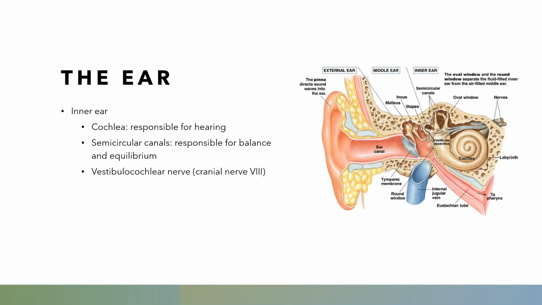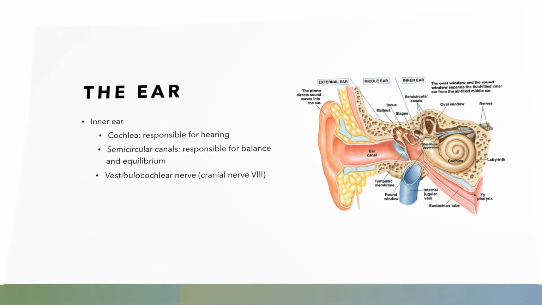Then we have the inner ear. We have the cochlea, which is responsible for hearing. The cochlea is shaped like a conch shell, which is where it gets its name from, cochlea, conchlea. The semicircular canals are responsible for balance and equilibrium. So there are three of these canals. They're situated at exactly 90 degrees to each other in the X, Y, and Z plane. And you have the vestibular cochlear nerve, which is here.